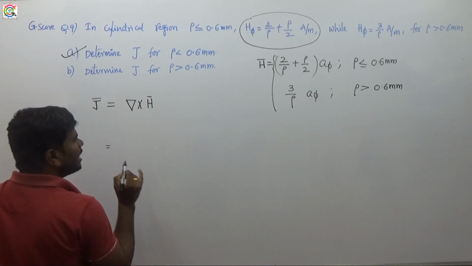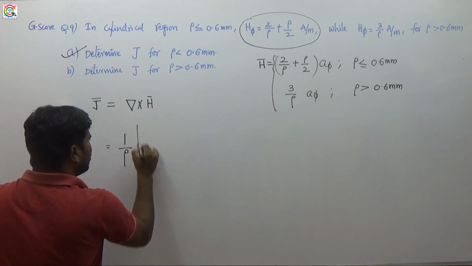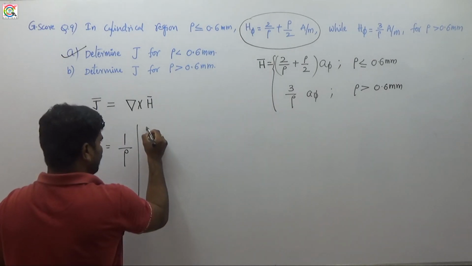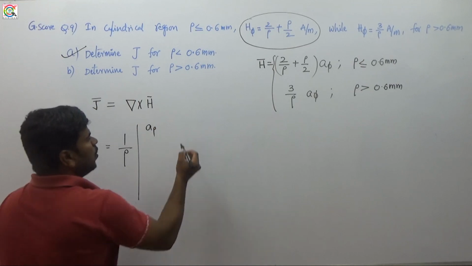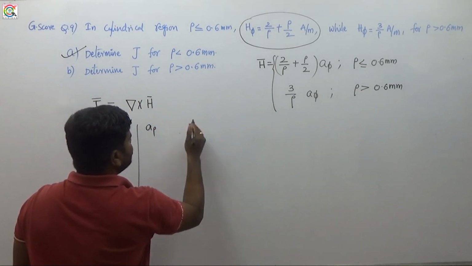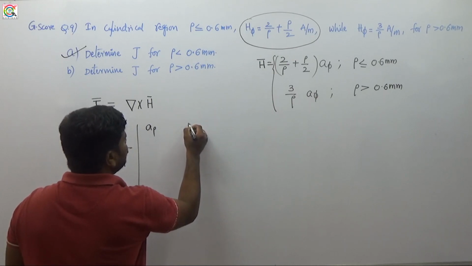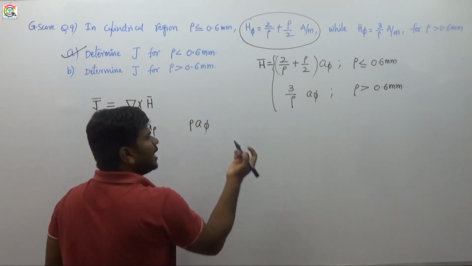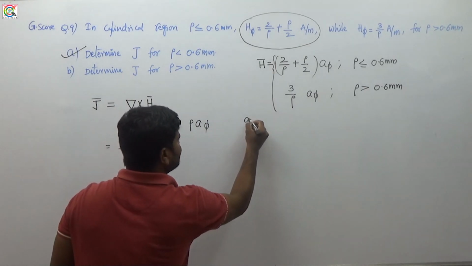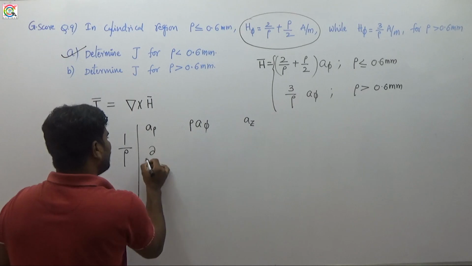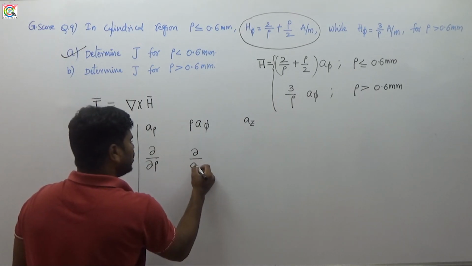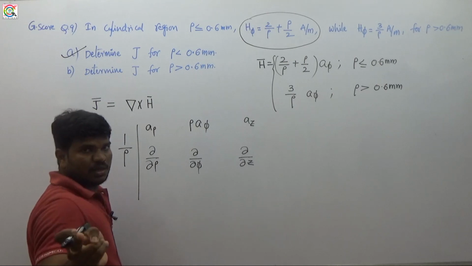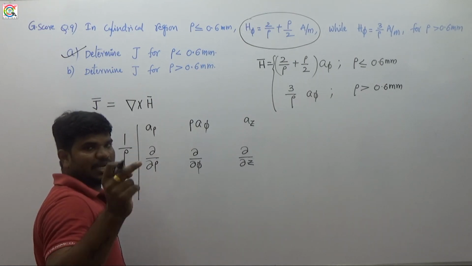It is equal to 1 divided by h1 h2 h3, with the determinant rows h1 a u, h2 a v, h3 a w. Here h1 is 1 into a rho, h2 is rho into a phi, and h3 is 1 into a z. Then the next row is del by del u, meaning del by del rho, del by del phi, del by del z. So here h1 a u, h2 a v, h3 a w.